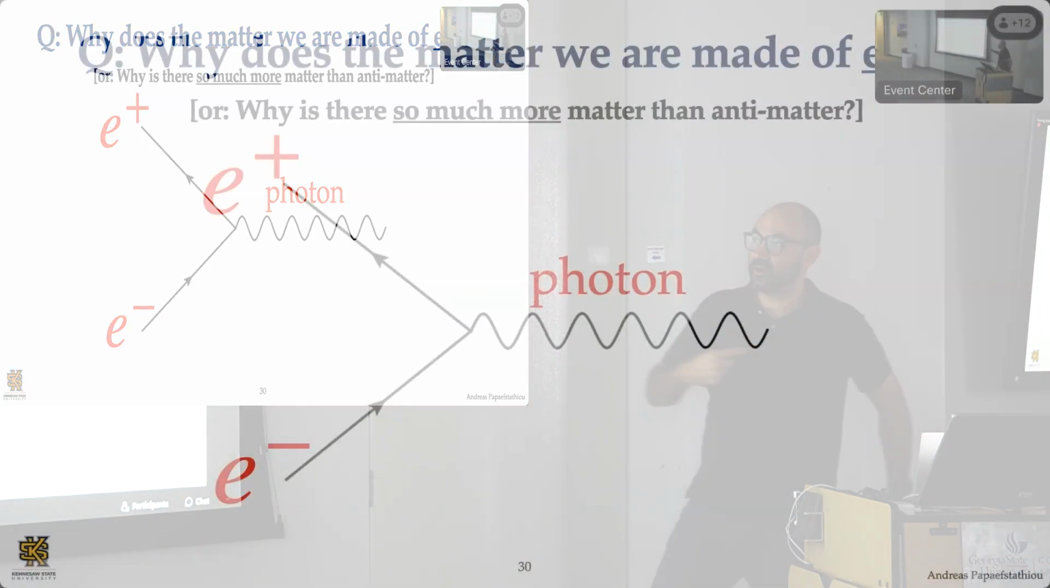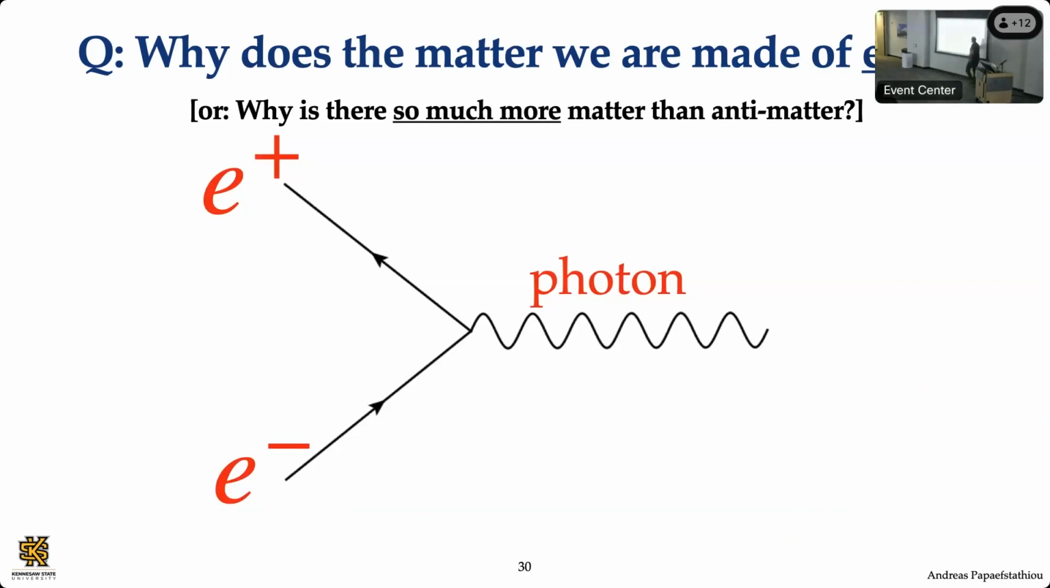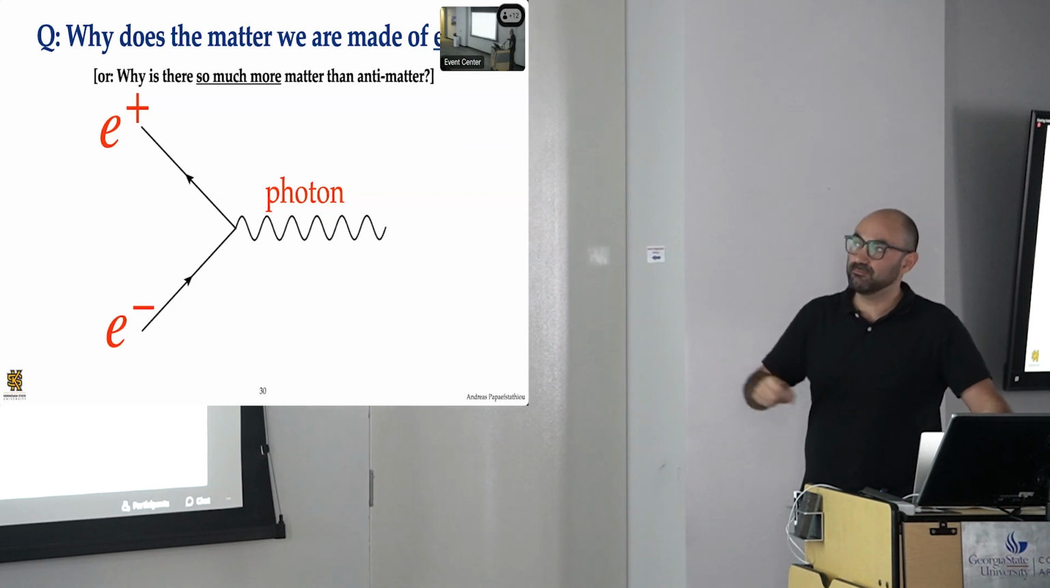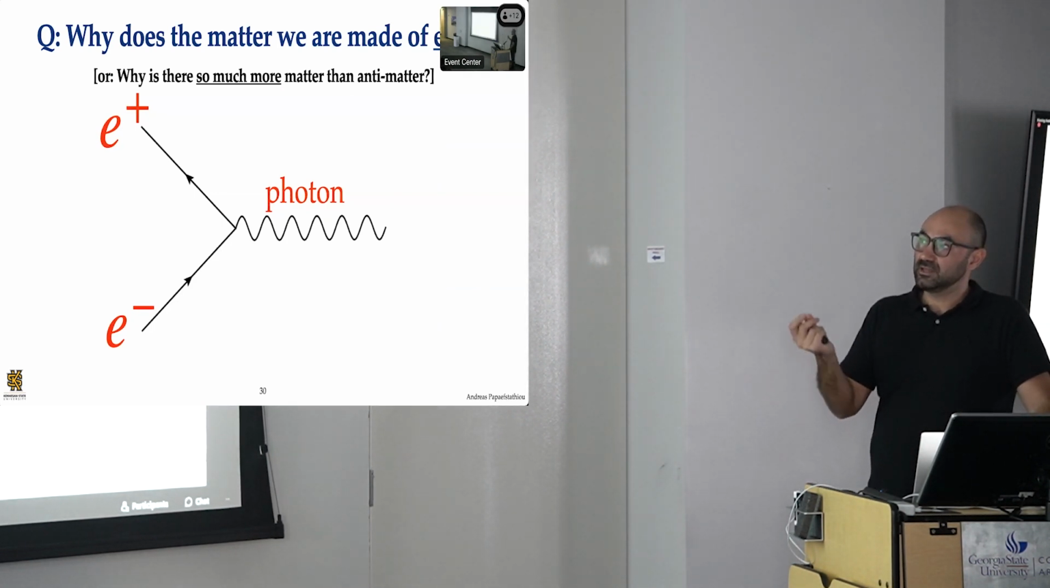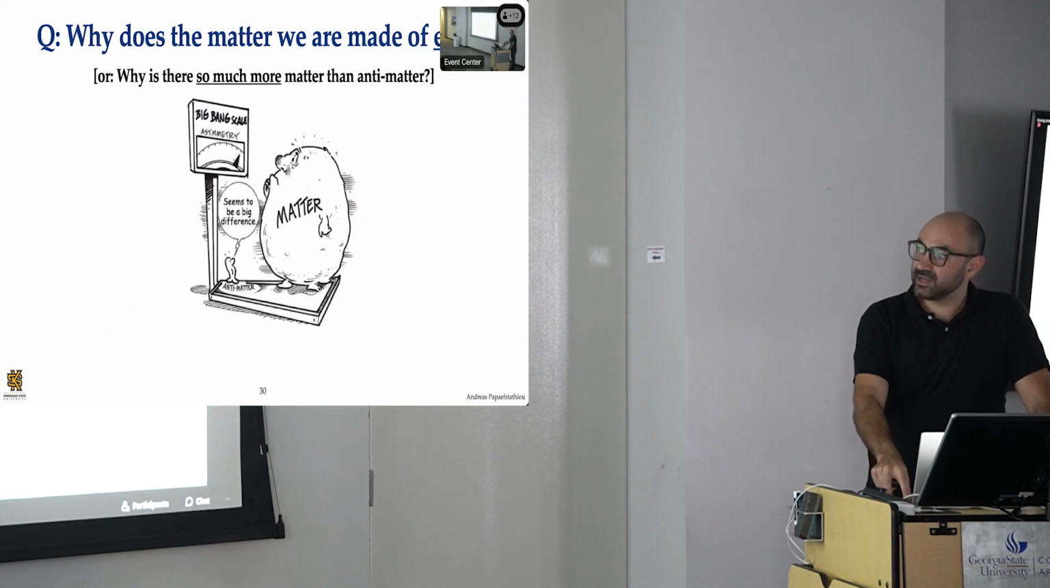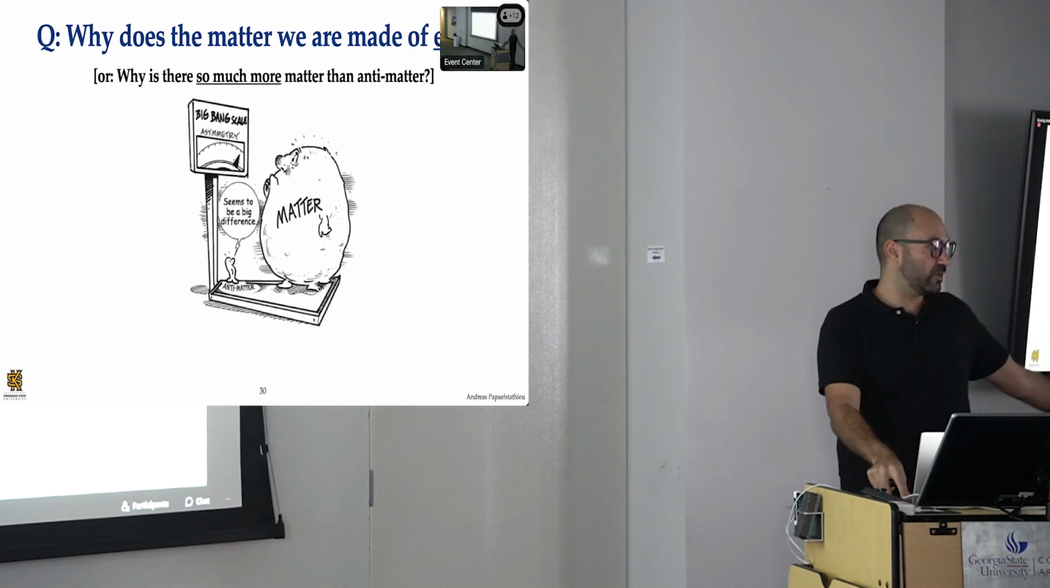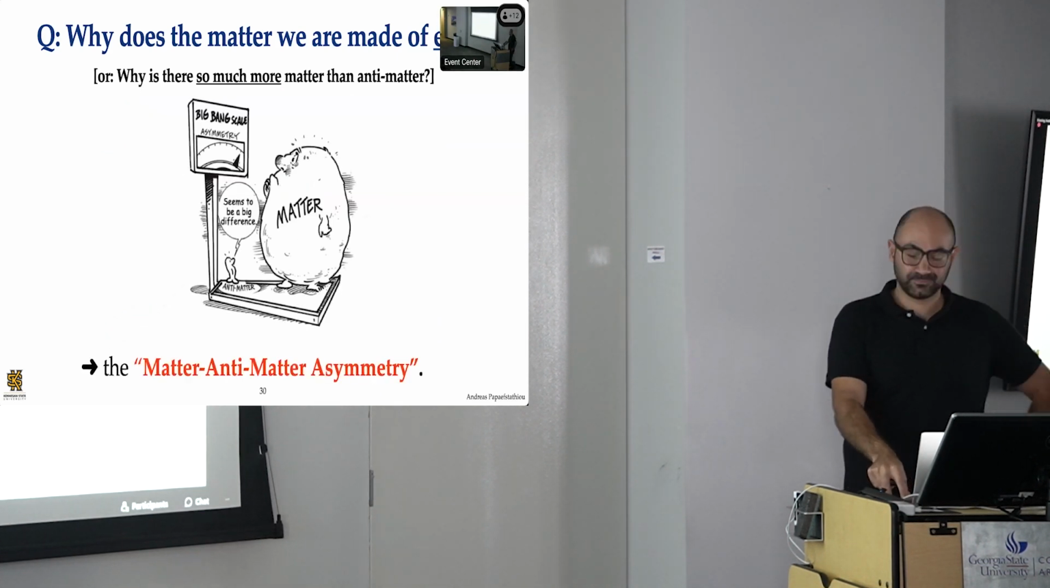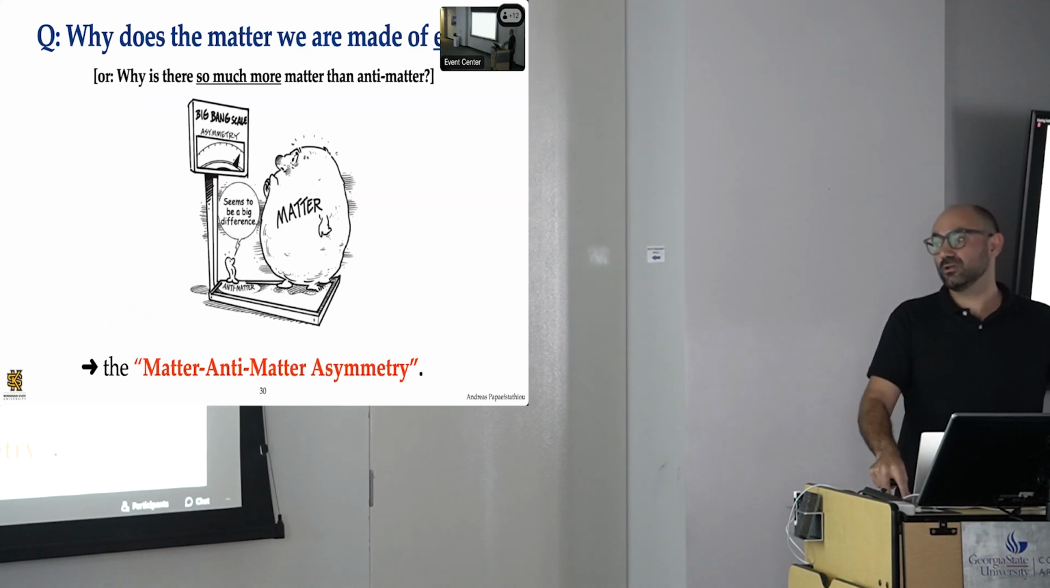For example, the electromagnetic interaction doesn't care whether you're going from a photon to an electron and a positron or the other way around. So it treats matter and antimatter on equal footing. And most of the standard model actually has this property, most of the stuff that we know. So why is it the case that we end up with so much more matter than antimatter in the universe? And this is called the matter-antimatter asymmetry.